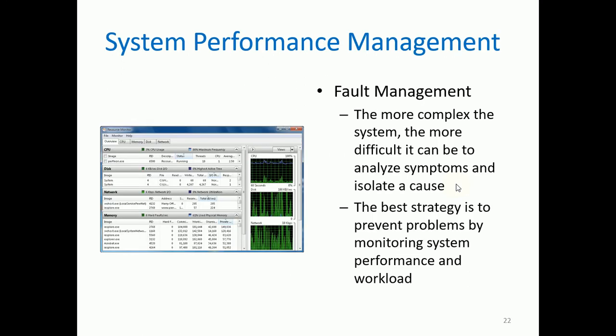So next we have system performance management. Under system performance management, we have fault management. The more complex the system, the more difficult it can be to analyze symptoms and isolate a cause, because sometimes you thought that the underlying cause of the problem was this one, but when you analyze it, there is another problem that really causes the issue. The best strategy is to prevent problems by monitoring system performance and workload.